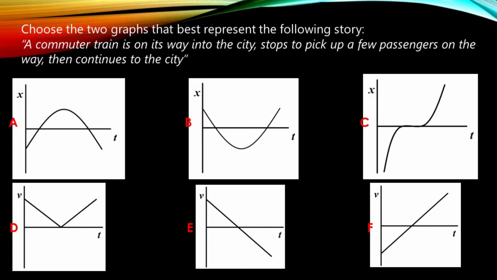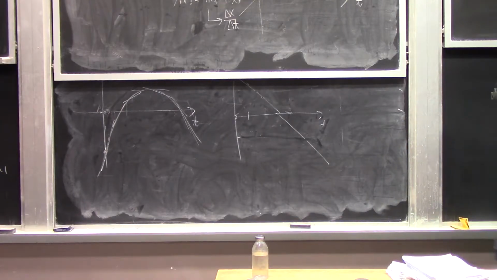All right, so now we want to choose the 2 graphs that best represent the following story. A commuter train is on its way to a city. It stops and picks up a few passengers on the way and then continues to the city. So pick the 2 plots that describe this situation the best. Okay, so let's talk about this one, and then we'll move on.